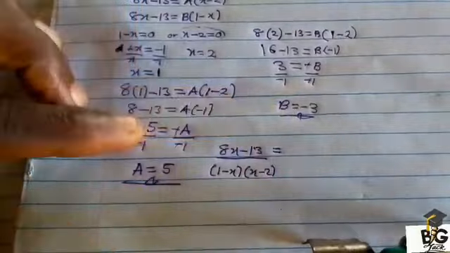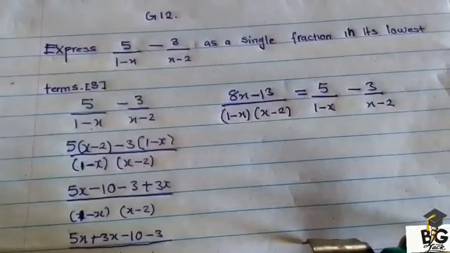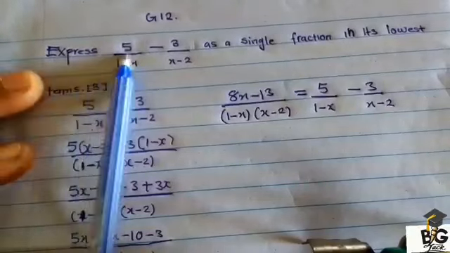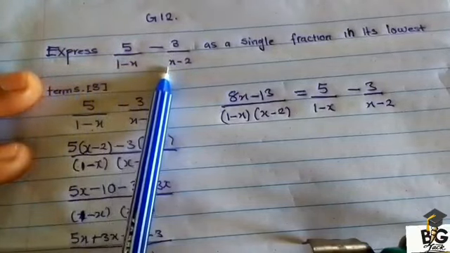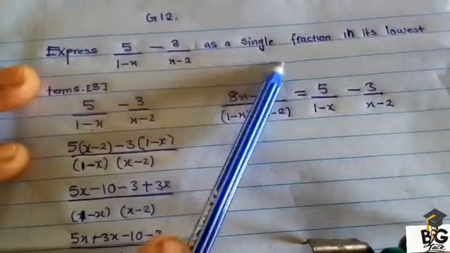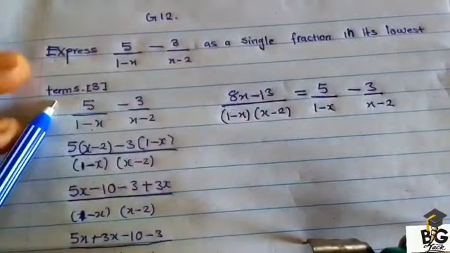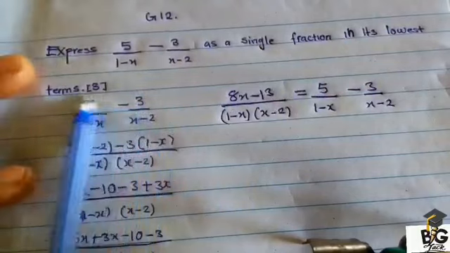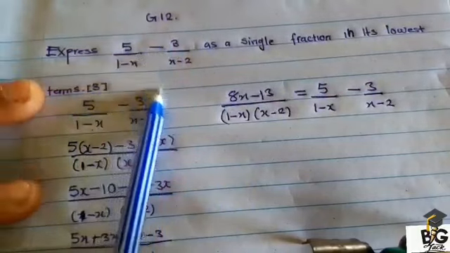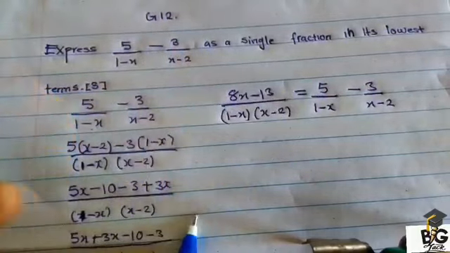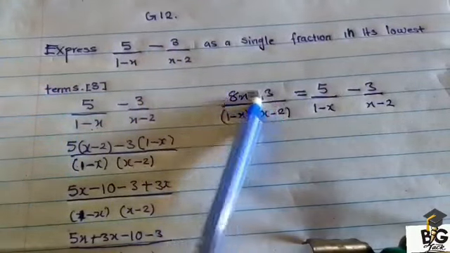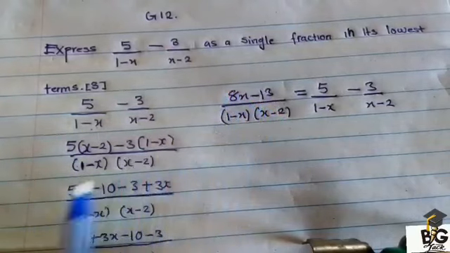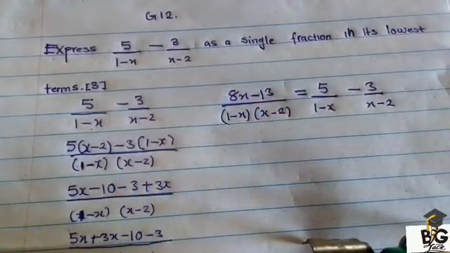So in this case here, as you can see, the question was saying express 5 over 1 minus x minus 3 over x minus 2 as a single fraction in its simplest terms. So this one was our question. Then during our calculations, the answer was this one. Now, when you're dealing with partial fractions, they are just going to give you the answer in short, okay? They are just going to give you the answer like this one.